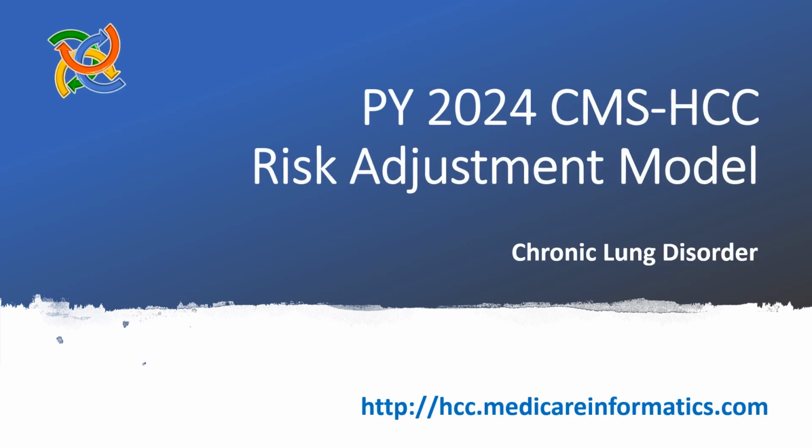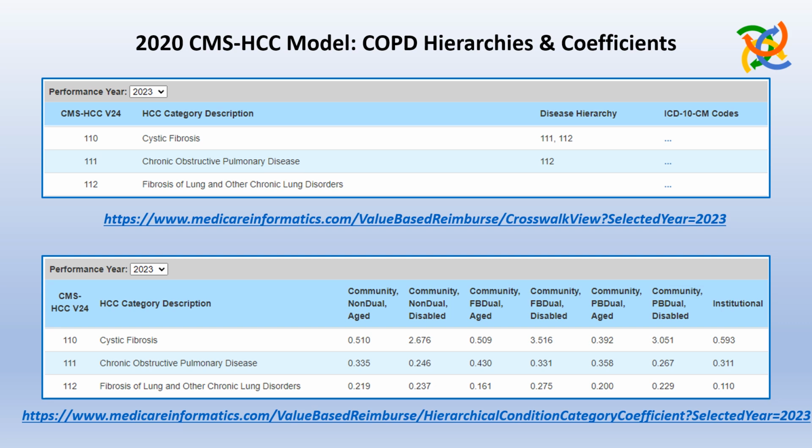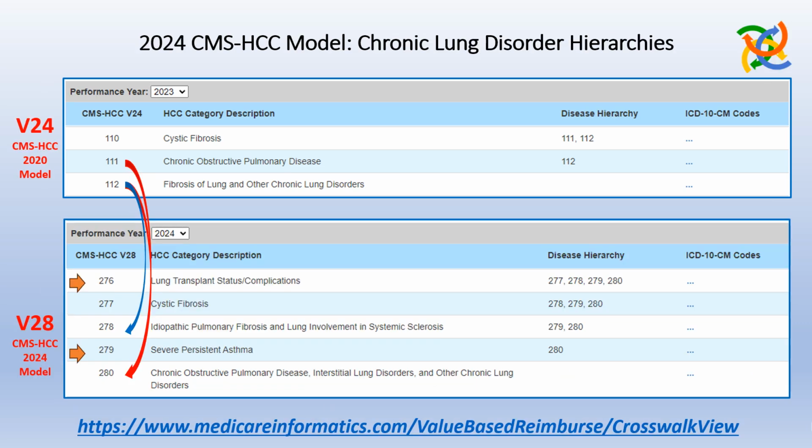I would like to share some interesting scenarios in the chronic lung disorder disease group. Some ICD-10 codes need attention to increase the overall risk adjustment factor, RAF. In the 2020 CMS-HCC model, the chronic obstructive pulmonary disease group contains 3 HCCs in order of higher hierarchical orders: HCC 110, HCC 111, HCC 112. The chronic lung disorder group.